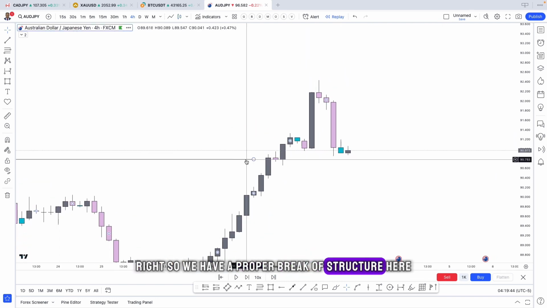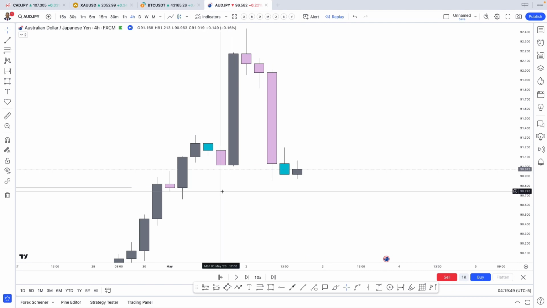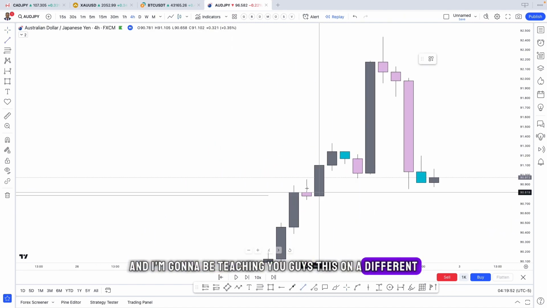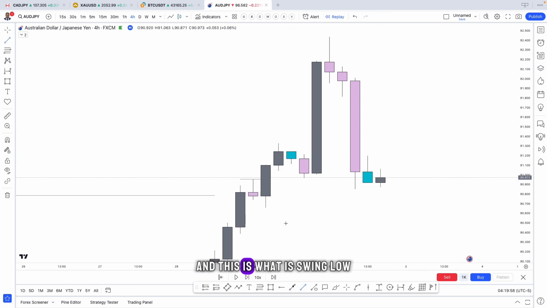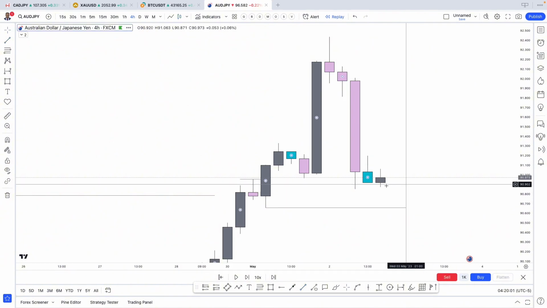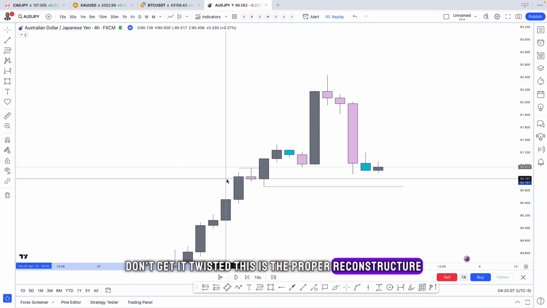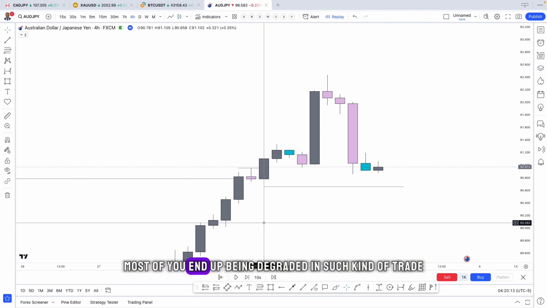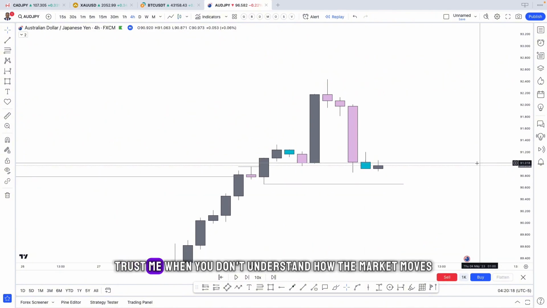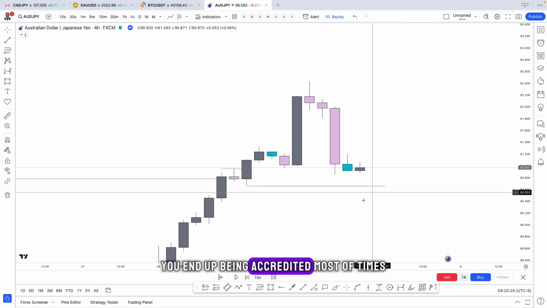So we have a proper break of structure here, and we have another break of structure here. I don't know if you can see it, but pay attention. I'm going to be teaching you guys this in a different video, not this one. This is a break of structure, and this is a swing low. Don't get it twisted. This is the proper break of structure, and this is another break of structure. Now most of you end up being liquidated in such a trade. Trust me, when you don't understand how the market moves, you end up being liquidated most of the time.